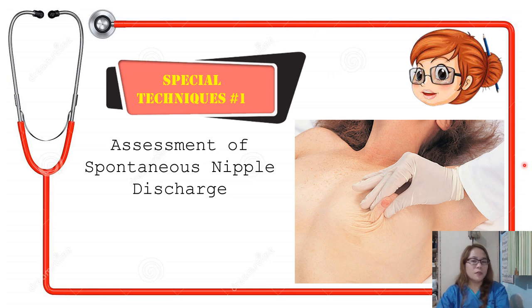So, some findings may include milky discharge that is unrelated to prior pregnancy and lactation. This is known as non-puerperal galactorrhea. Okay.